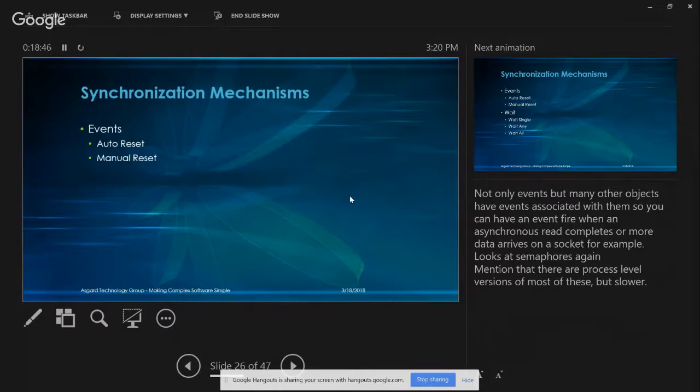It's either auto reset, which means that if there's 5 threads waiting on the event, only one will be woken up. If it's a manual reset, they're all woken up. I don't know if you really care about that difference.